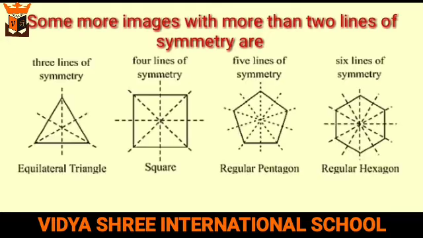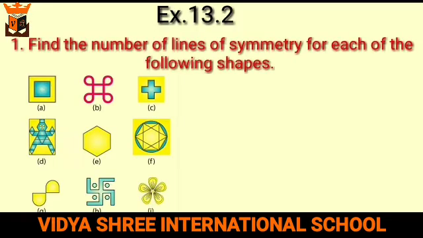Some more images with more than two lines of symmetry are: an equilateral triangle has three lines of symmetry, a square has four lines of symmetry, a regular pentagon has five lines of symmetry, and a regular hexagon has 6 lines of symmetry. Now let us try to solve the questions of exercise 13.2.